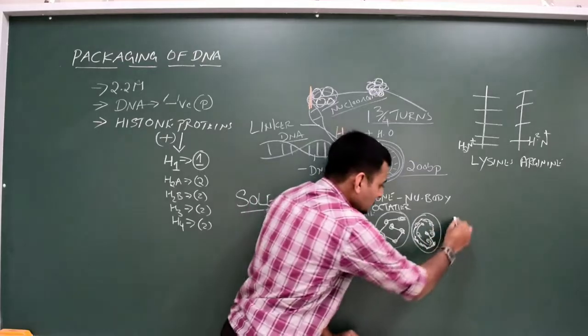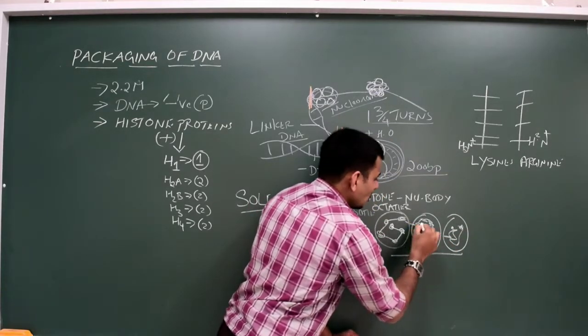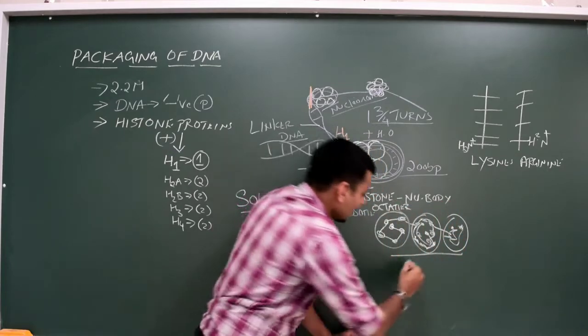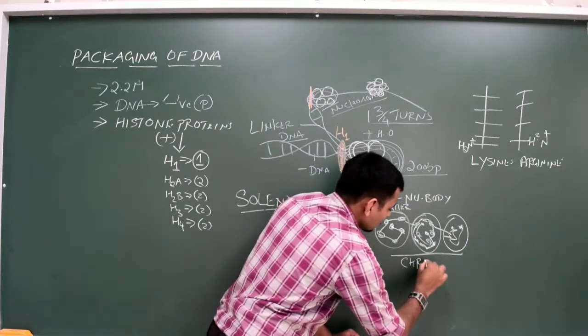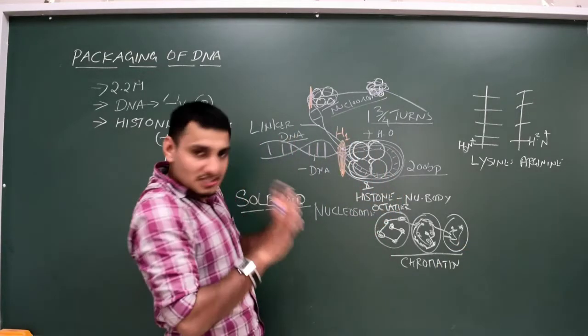Now many solenoids, and ultimately called chromatin fibers. So these are all linked actually because it is one DNA, called chromatin fibers or chromatin. This is it. So this is the basic thing.